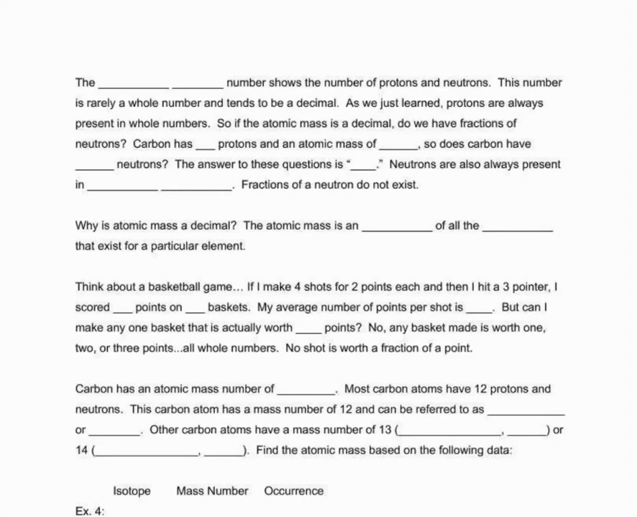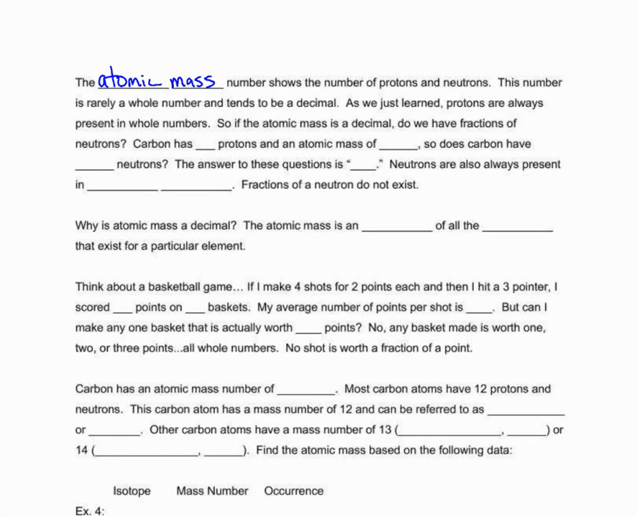Okay, this is Chemistry Unit 4. This is the third video. We're picking up on page 3, and here we're talking about the atomic mass number. On the previous page, we went over atomic symbol, atomic number, and mass number. Here we're talking about the atomic mass number.